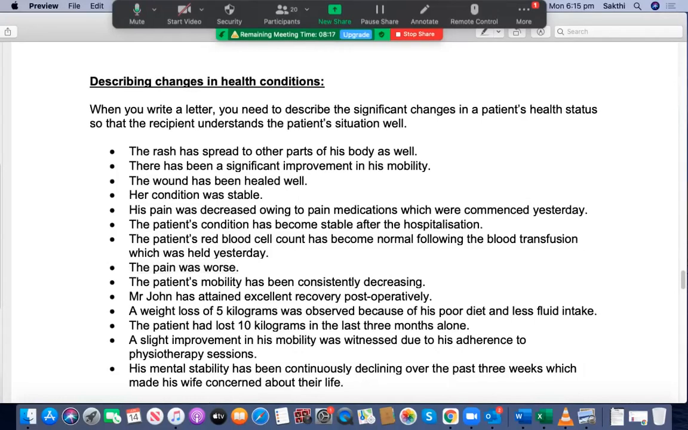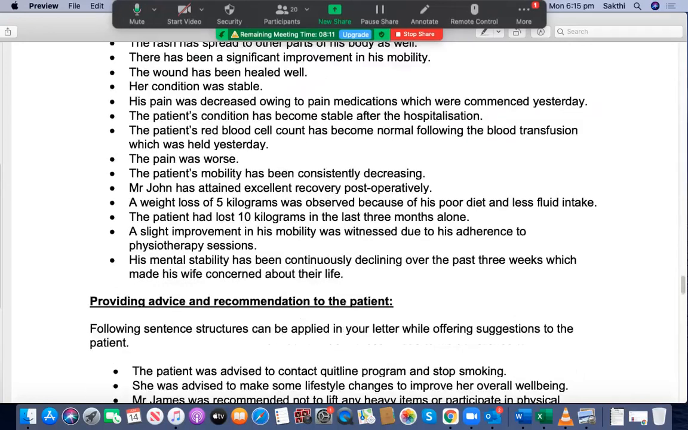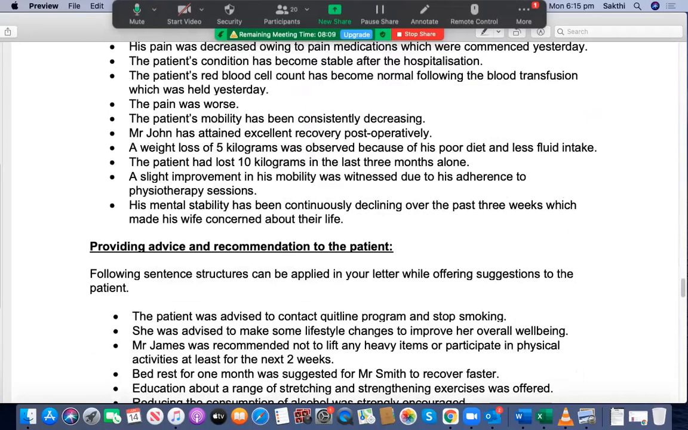Okay. The patient's mobility has been consistently decreasing. Okay, so which means the patient was not able to mobilize himself. All right, and unfortunately, it has been deteriorating like anything every day.